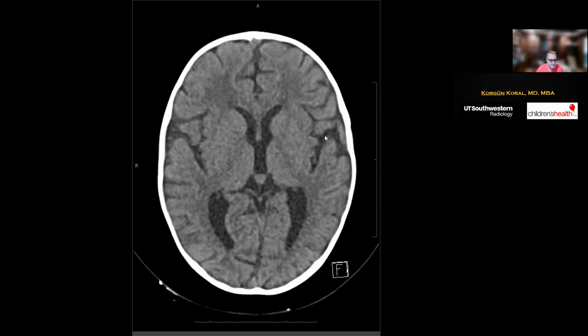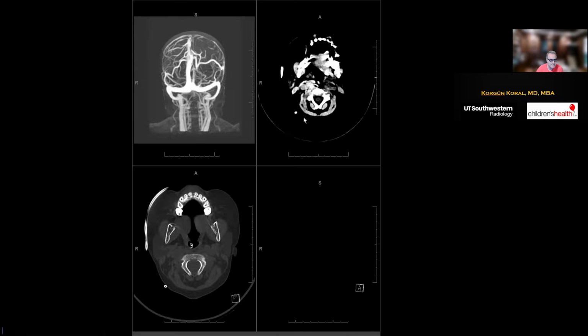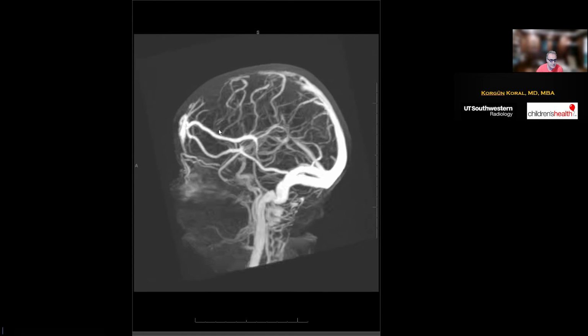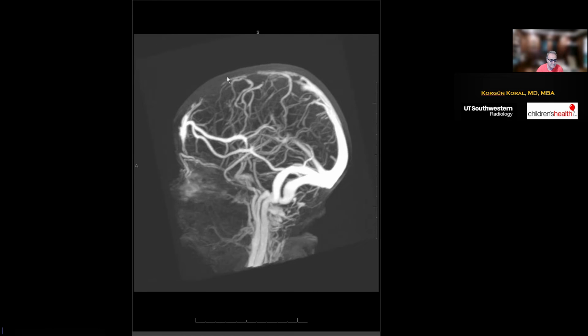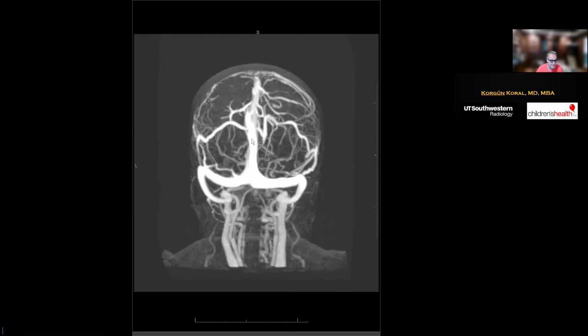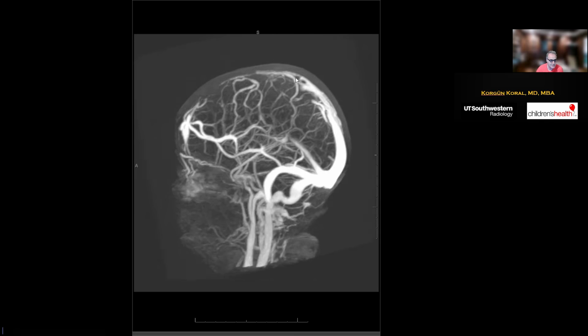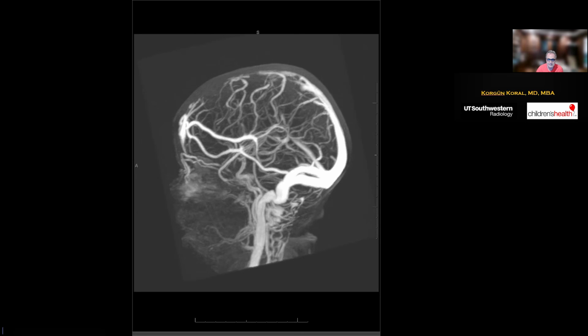So we did an MRV on this child the same day, which shows lack of enhancement within the anterior aspect of the superior sagittal sinus, but the other dural venous sinuses, the posterior superior sagittal sinus, transverse and sigmoid sinuses, and internal jugular veins are adequately patent. So it's important to look at the density of the sinuses throughout, not only in one part.